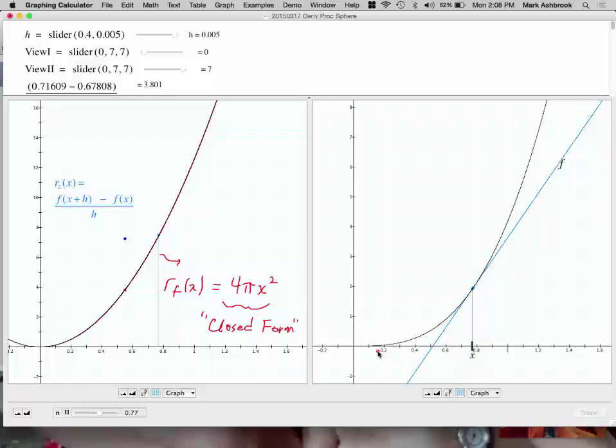Open form reflects process. We've seen an example of an open form representation of a function. What was it? Does anyone know? Okay, hold that thought.